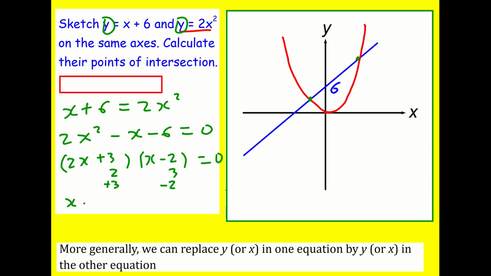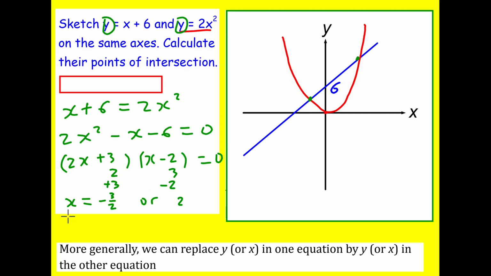So x is equal to, 2x is 3, 2x is going to equal minus 3. So x is going to be minus 3 over 2. Doing this quite quickly, but this is practice of things we've done previously. Or 2.